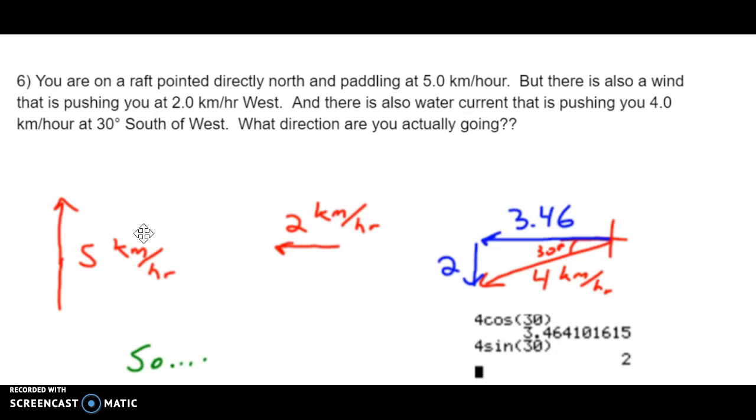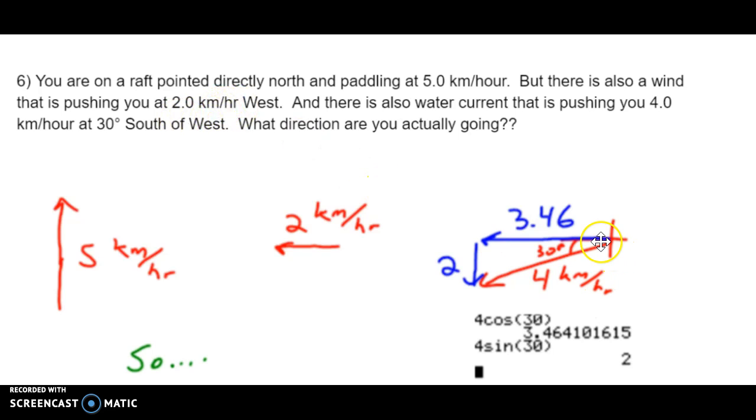But the same thing's happening at the same time. We have a wind, and that wind is pushing you west at 2 kilometers an hour. And so I'm showing that with a little vector here, showing the 2 kilometers west due to the wind. And those are nice vectors to deal with because they're on the compass lines of north, east, south. Unfortunately, the water current, which is going 4 kilometers per hour, is off at an angle. It's at 30 degrees south of west.